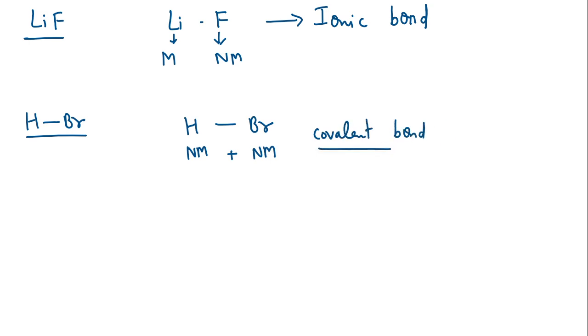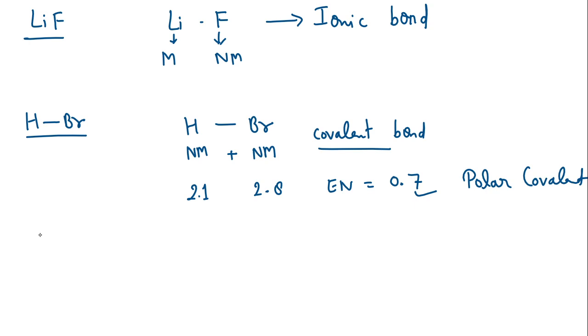Now the question is, is this a non-polar covalent bond or polar covalent bond? So let's see the electronegativity value for both atoms. For hydrogen, En value is 2.1 and for bromine it is 2.8. So En difference will be 0.7 and it is greater than 0.5. So this bond is considered a polar covalent bond.